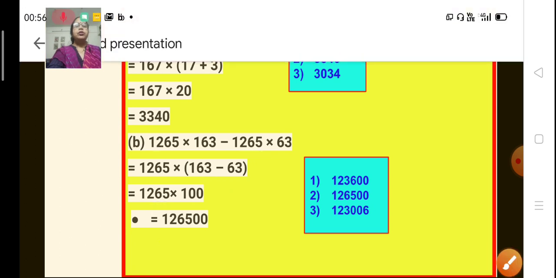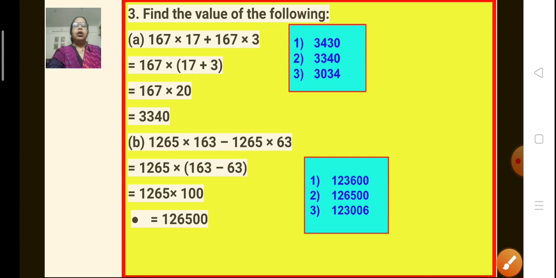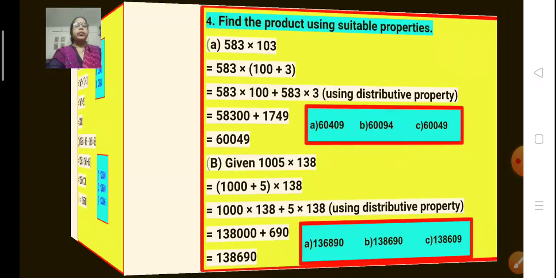So this way you have to solve the problem in your rough paper and click on the right answer on your screen. It's very important that you are quick and accurate. Alright, you have to be quick and also you have to think properly before you solve the problem.